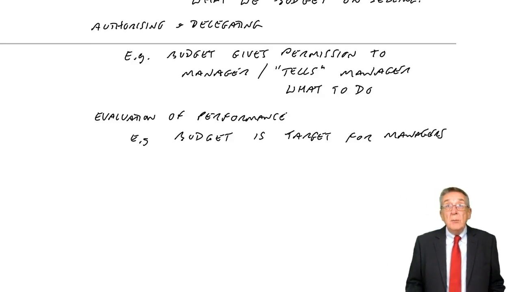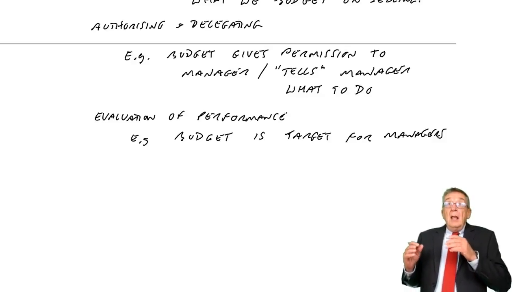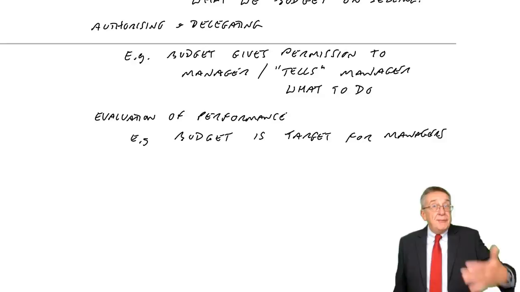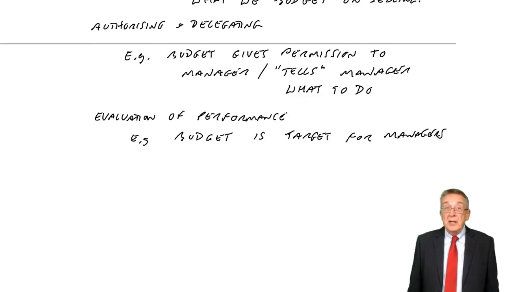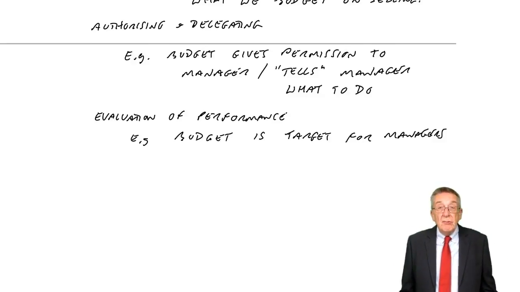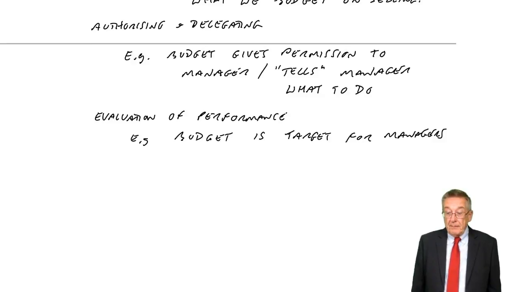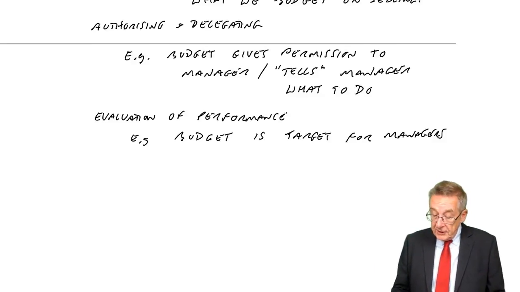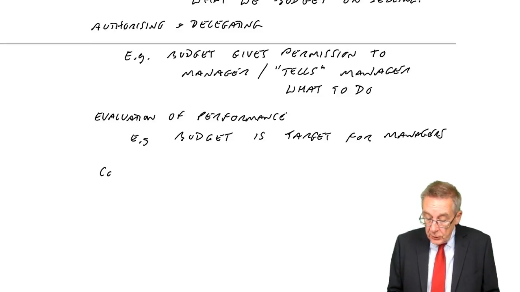Month by month, usually, we'll compare what they did with what the budget said. Again, if they've done better, maybe I'll give them a bonus. If they've done worse, maybe I'll sack them. And a final reason for doing budgets, communicating and motivating.